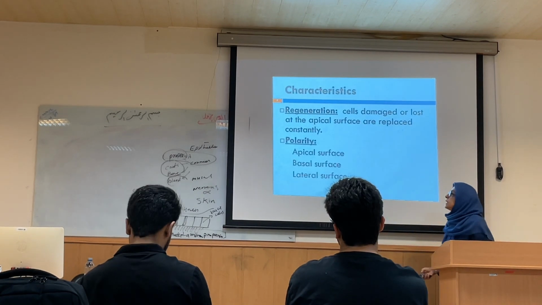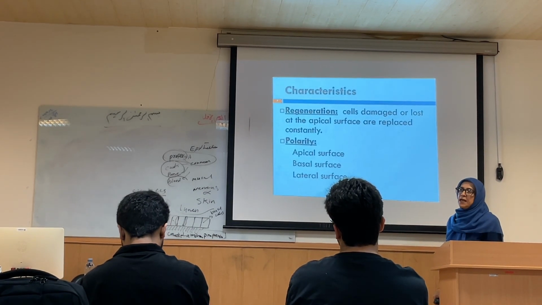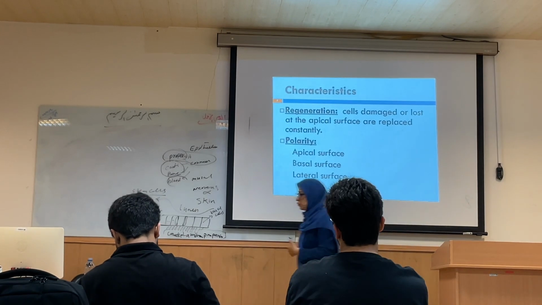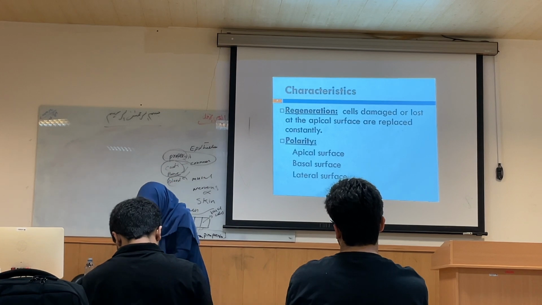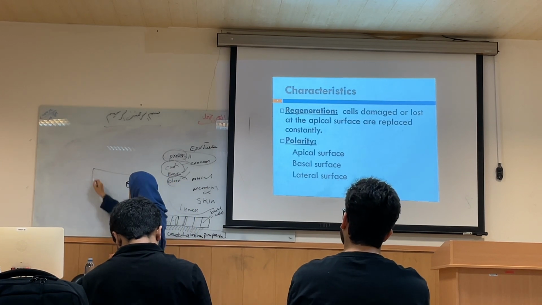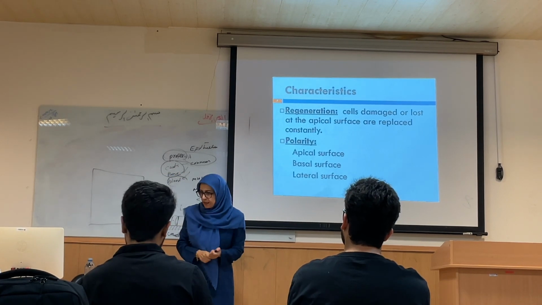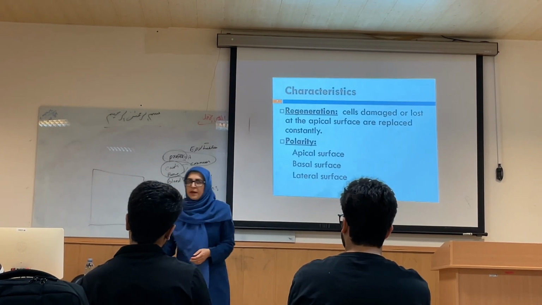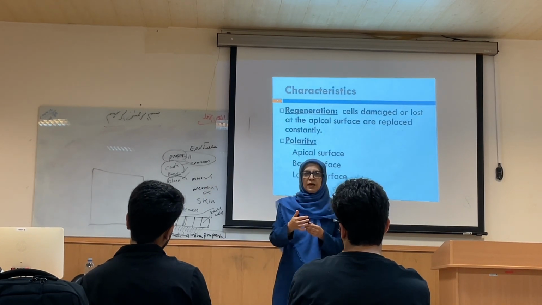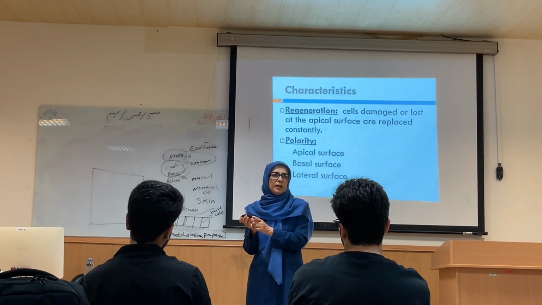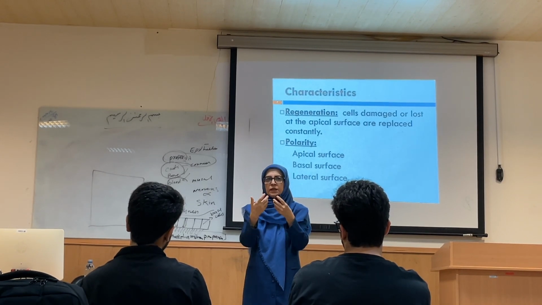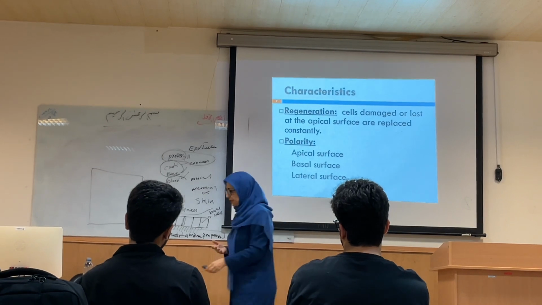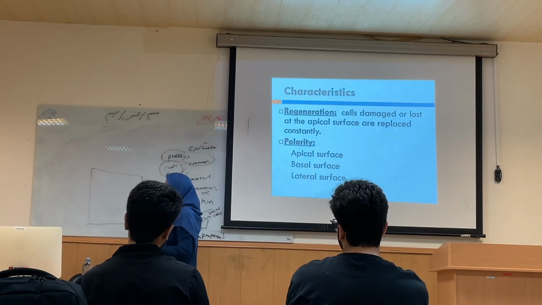And finally, the special property of these cells is polarity. We want to know about this in more detail. Polarity means they have different surfaces with different characteristics. For example, this pointer has polarity. Here we have a brand, or this part doesn't have any. In the epithelial tissue, it is like this, that they have some surfaces.